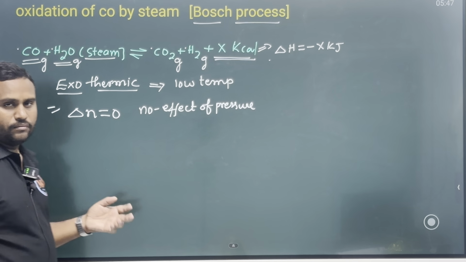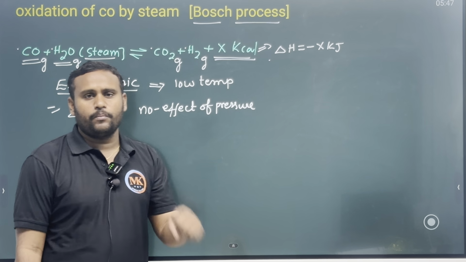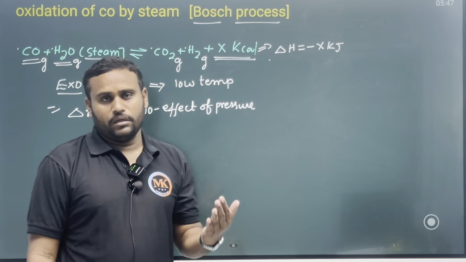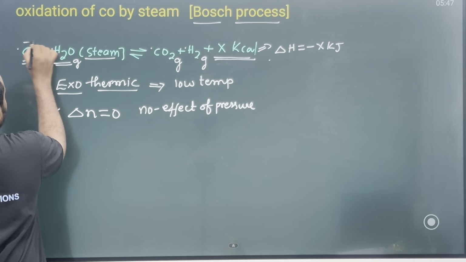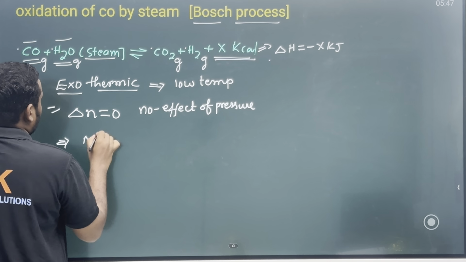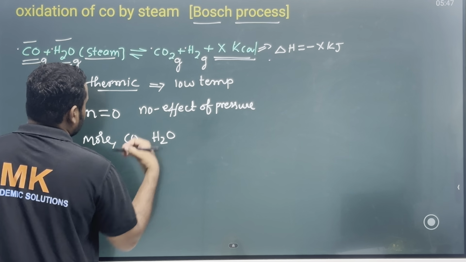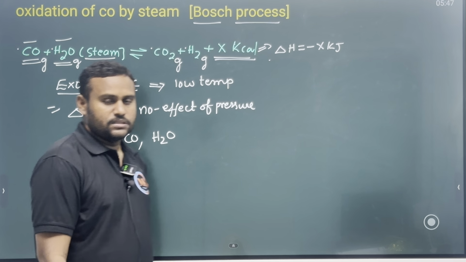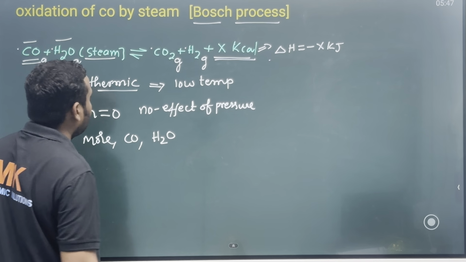Now what other conditions can we apply here to get more product? You can increase the concentration of the reactants. What are the reactants? CO and H2O. We can use more CO and more steam. So these are the conditions, children, for the oxidation of CO by steam, the Bosch process.